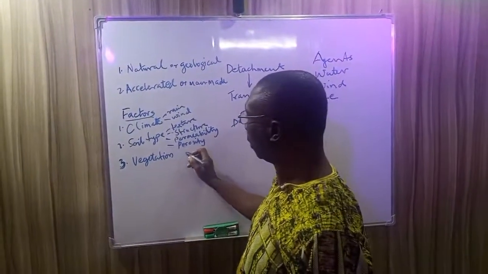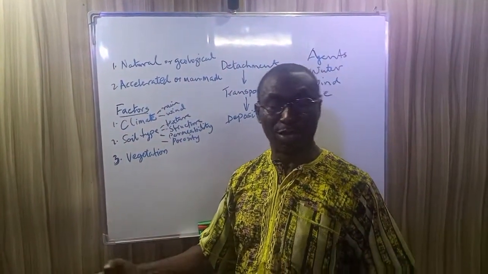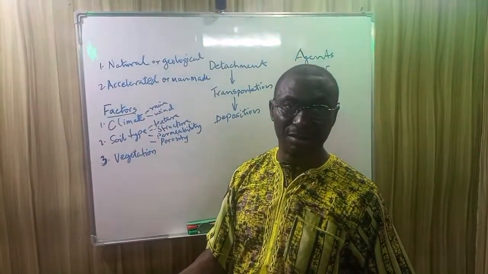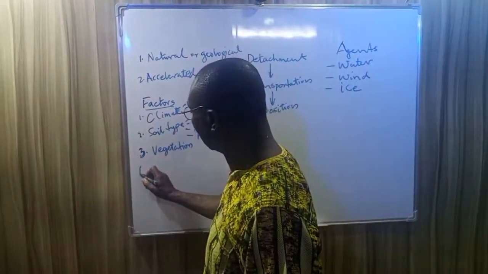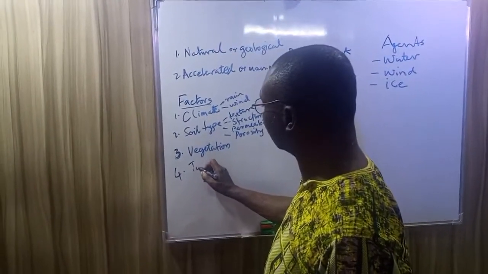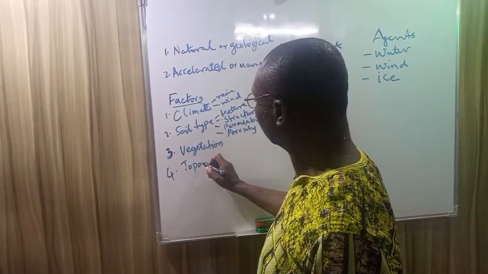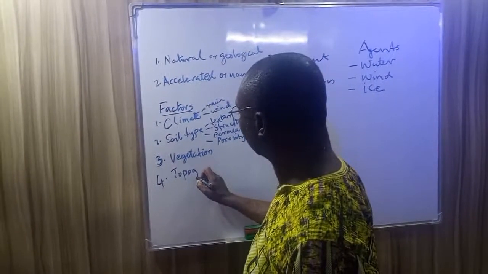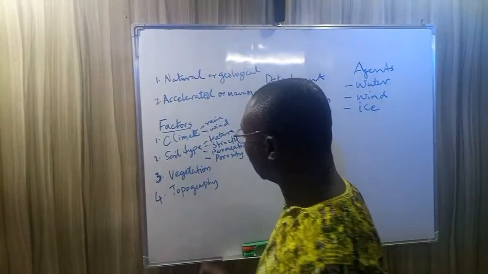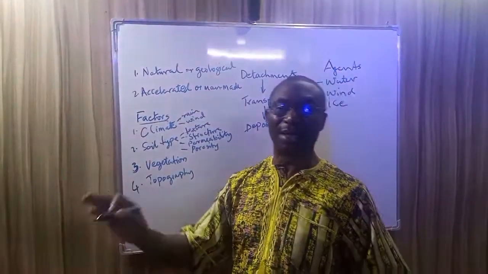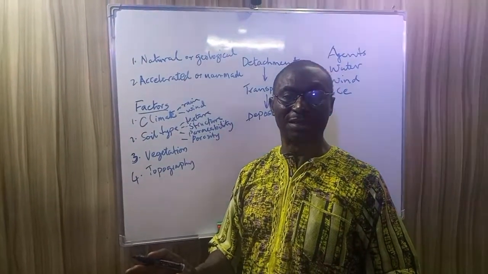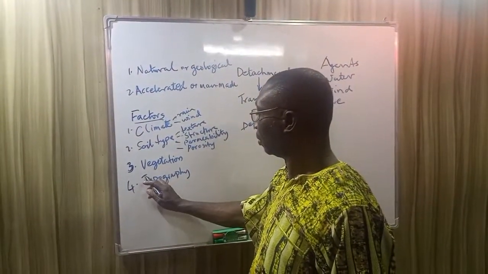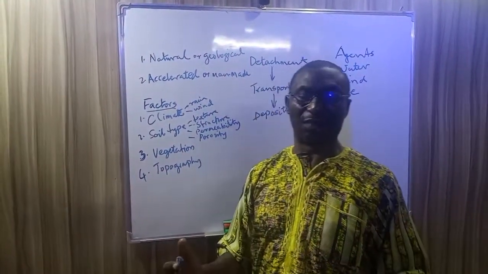Vegetation: is the soil bare or is there other vegetation? Could be grass, could be trees. Then topography is also a factor. Topography is the land pattern, the inclination of the land, where the land is facing. That is the aspect.